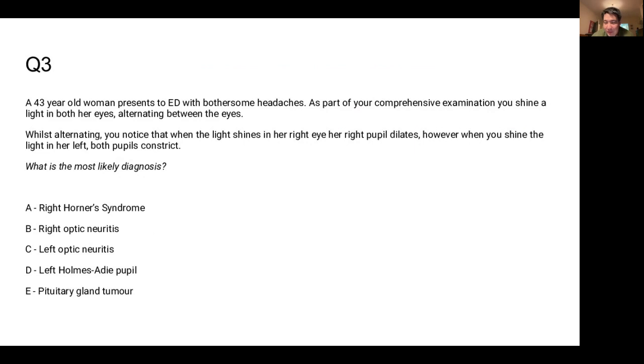Okie dokie. So most of the people have said right optic neuritis, and they're absolutely right. So you have the 43-year-old woman. She's got headaches, and you've got all this chat, and then you notice that when you shine your light in the right eye, her right pupil dilates, but when you shine the light in the left, both pupils constrict. So the left eye is working correctly because both pupils constrict, but in the right, there's the defect. Looking at these examples, it's fairly easy to cut out the left options, which leaves you with the right options.